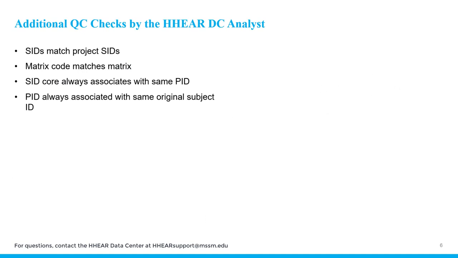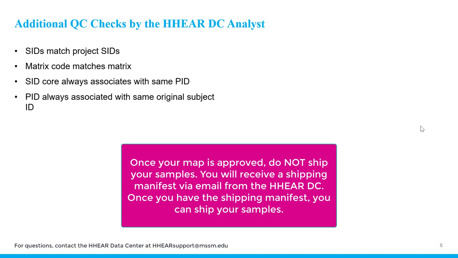The map will now be reviewed by your HHEAR data analyst for further QC checks. The QC checks that the HHEAR analyst will check for include that the SIDs match the project SIDs and you're not making up SIDs, that the matrix code matches the matrix in which the specimen is being measured, that the SID will always associate with the same participant ID, and that the HHEAR PID is always associated with the same original subject ID when provided, and vice versa. If these items contain errors, you will be contacted to address the errors and re-upload the map.